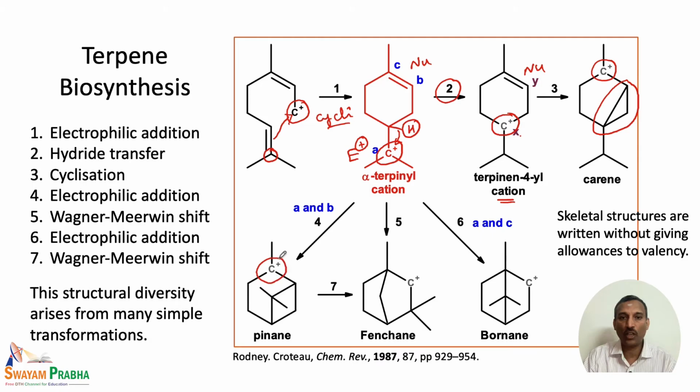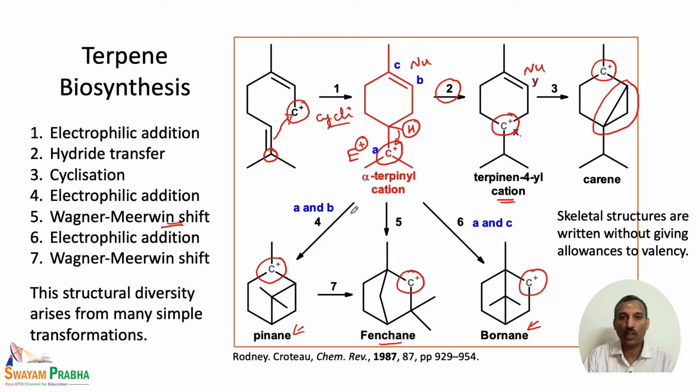Although this is a more stable carbocation, we also have a little bit less stable carbocation that is also possible in this particular reaction. So, we have a pinane system or we have a bornane system. These two are formed by the nucleophilic sites at B and C. And similarly, it is also possible that a Wagner-Meerwein shift may happen. When a Wagner-Meerwein shift happens, we get a carbocation as shown here, and fenchane type structures are formed by this kind of rearrangement.